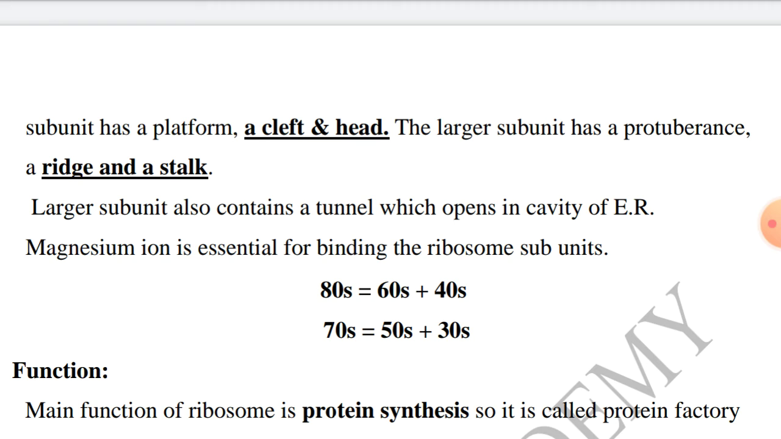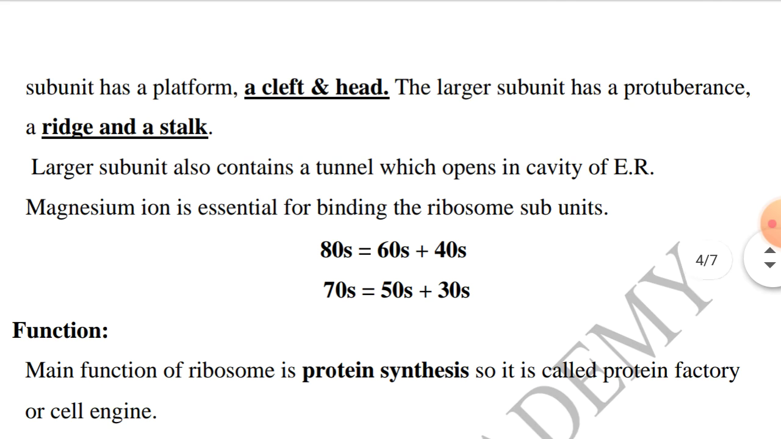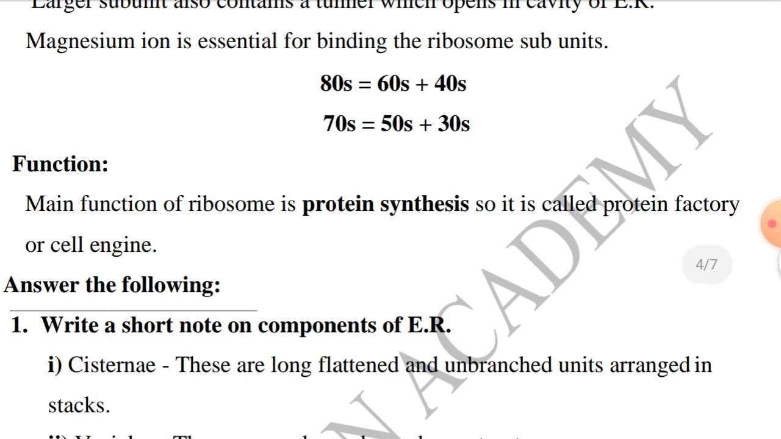It has a calculation. 80S is present in eukaryote, 70S is present in prokaryote. S is nothing but Svedberg. It is a combination of two subunits: 50 plus 30 in prokaryote, 60 plus 40 in eukaryote. The function of ribosome is protein synthesis, so it is also known as protein factory or cell engine.